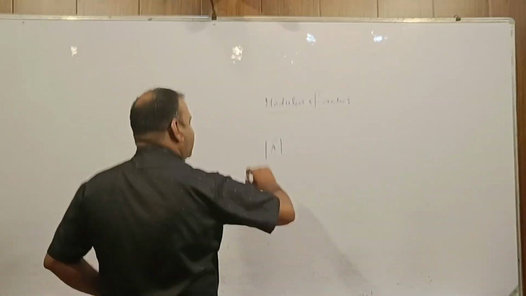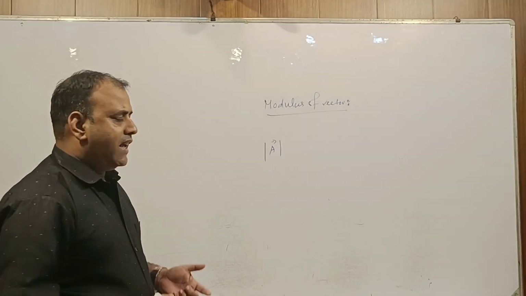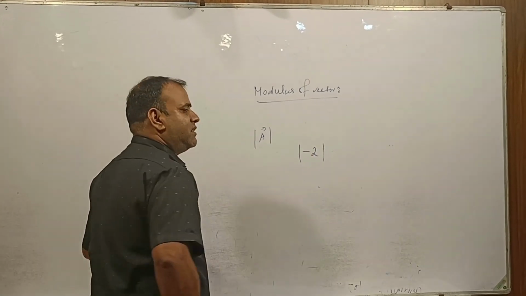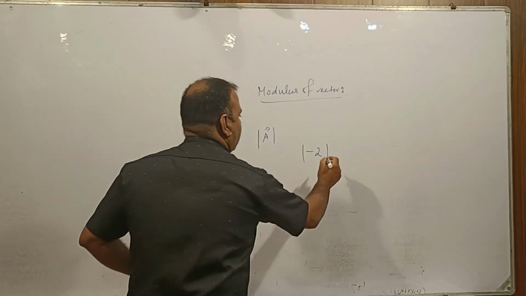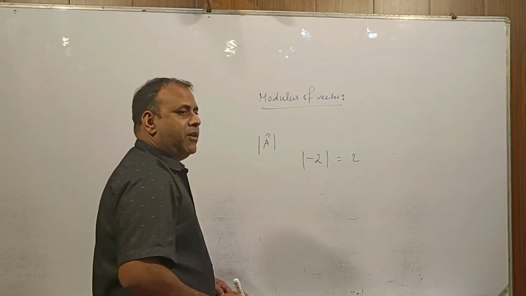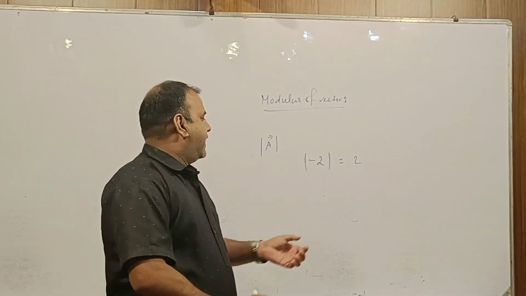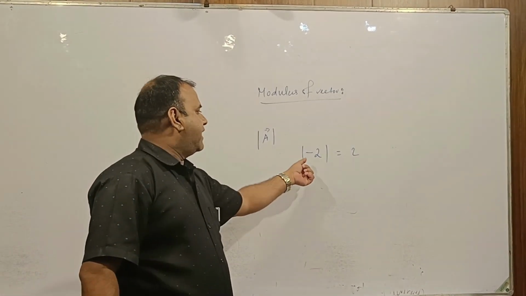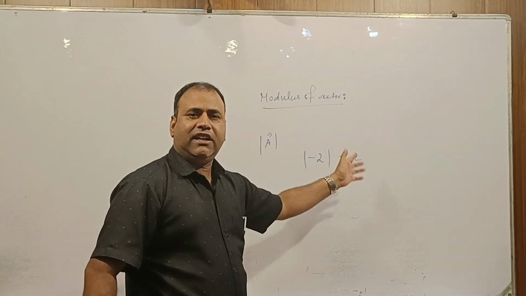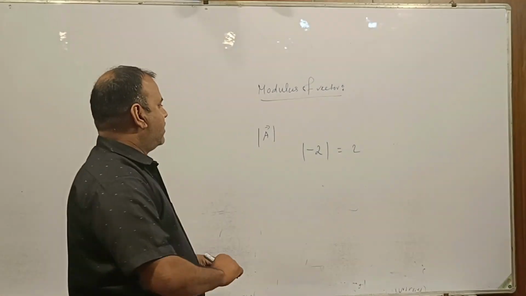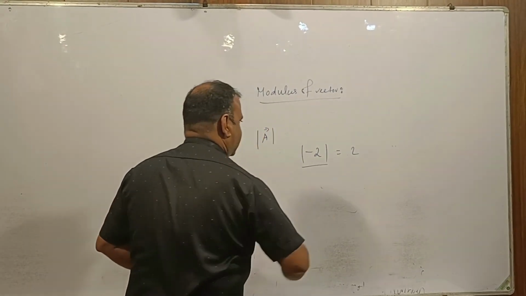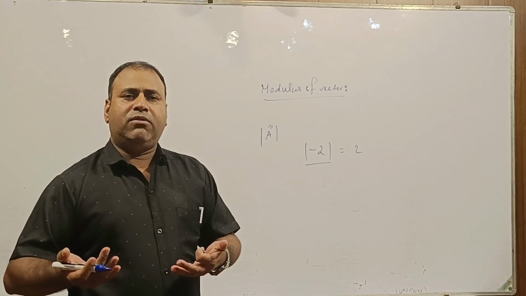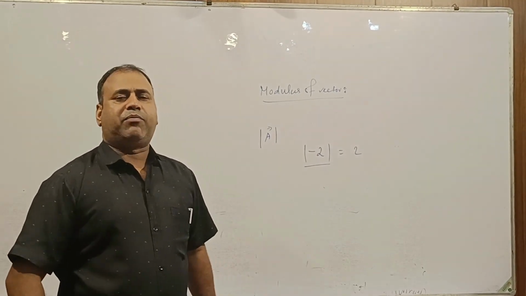So any negative term, suppose I am writing here -2 inside the modulus, then it will come 2. The meaning of modulus is that a negative sign always becomes a positive term. So here -2, as a result you are getting 2. So this is a kind of modulus. Any positive value, the result will be positive. Any negative value, the result will be positive after taking modulus.